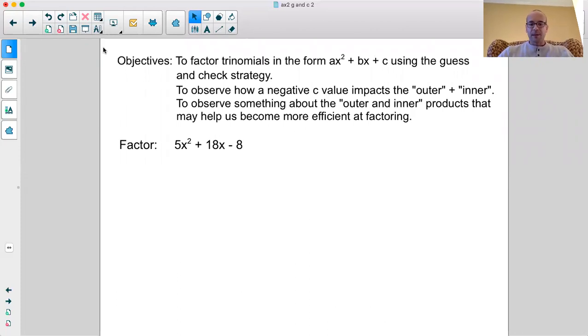So the example we're going to use is this one here, where we're going to try to factor the trinomial 5x squared plus 18x minus 8. And what we've realized so far is when you see something like that, where there's three terms and that symmetry, where there's an x squared and then a gradual decrease of x's, and at the end there's a constant, there are some things we don't have to guess about.